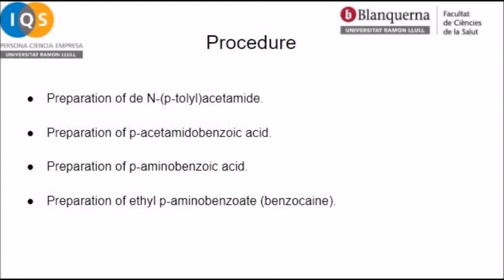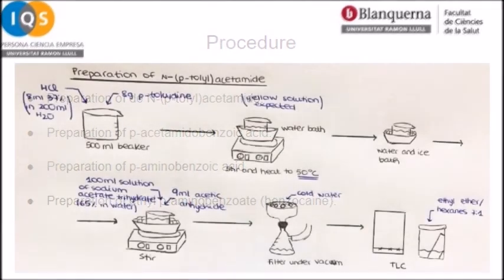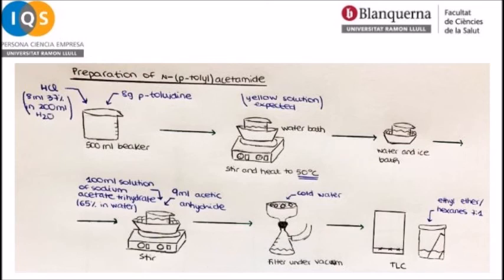As Laia has said, this reaction occurs in 4 steps. The first is the preparation of N-p-tolylacetamide. The second is the preparation of p-acetamidobenzoic acid. The third is the preparation of p-aminobenzoic acid. And the last is the preparation of ethyl p-aminobenzoate, which is the benzocaine. We will focus on the first step.